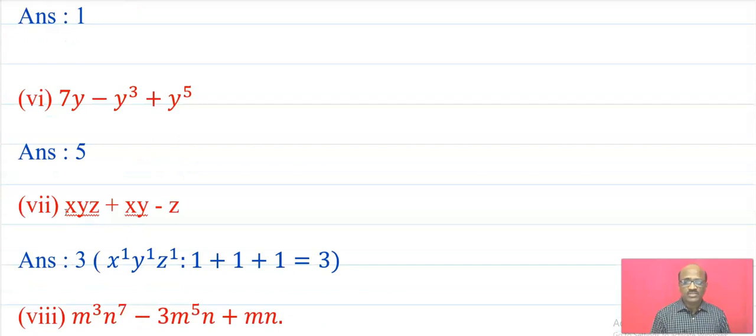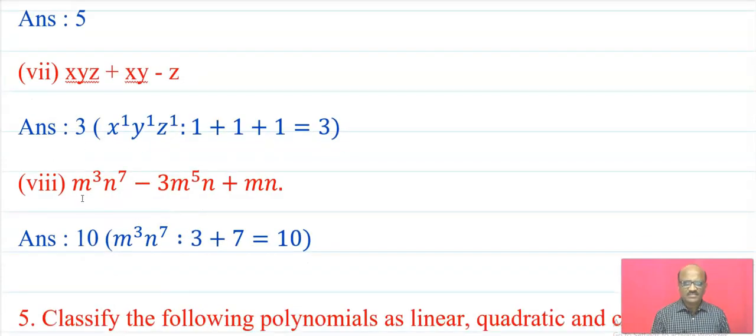What about here now? These contain different variables. That is xyz plus y, xy minus z. The power of x is 1, y is 1 and z is 1. That is 1 plus 1 plus 1, that is equal to 3. Therefore, the degree of this polynomial is 3. Next, eighth, that is m raised to 3, n raised to 7, minus 3, m raised to 5, n raised to 1, plus m raised to 1, n raised to 1. What about here? The highest power here is 3 and 7. 3 plus 7 is 10. Therefore, the degree of this polynomial is 10.